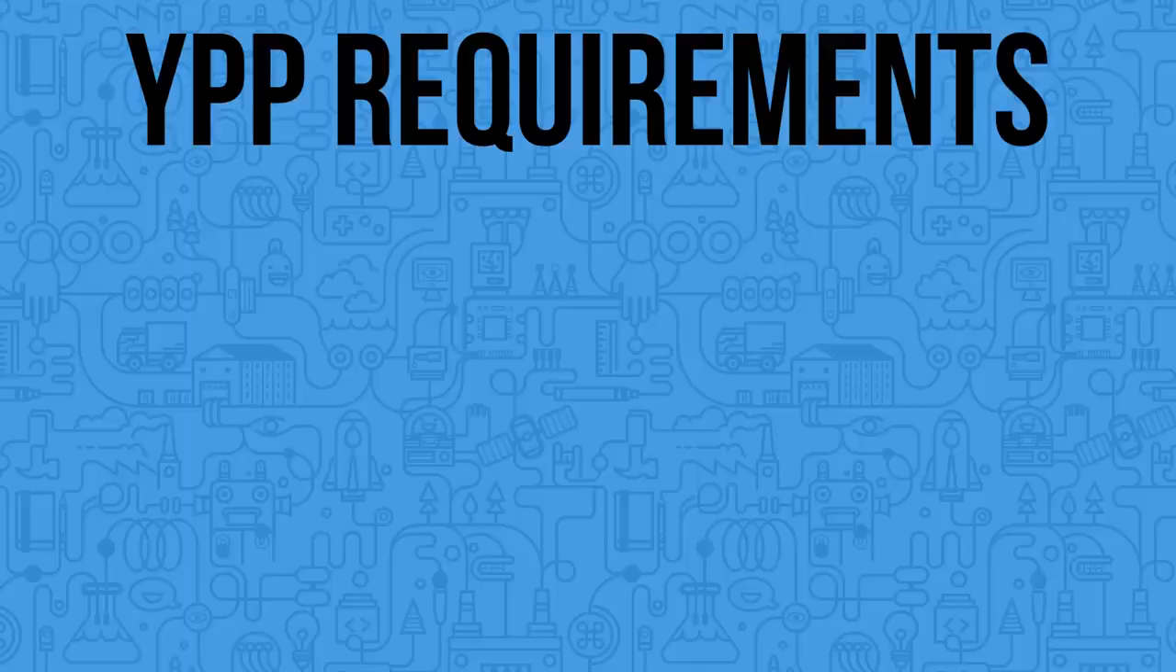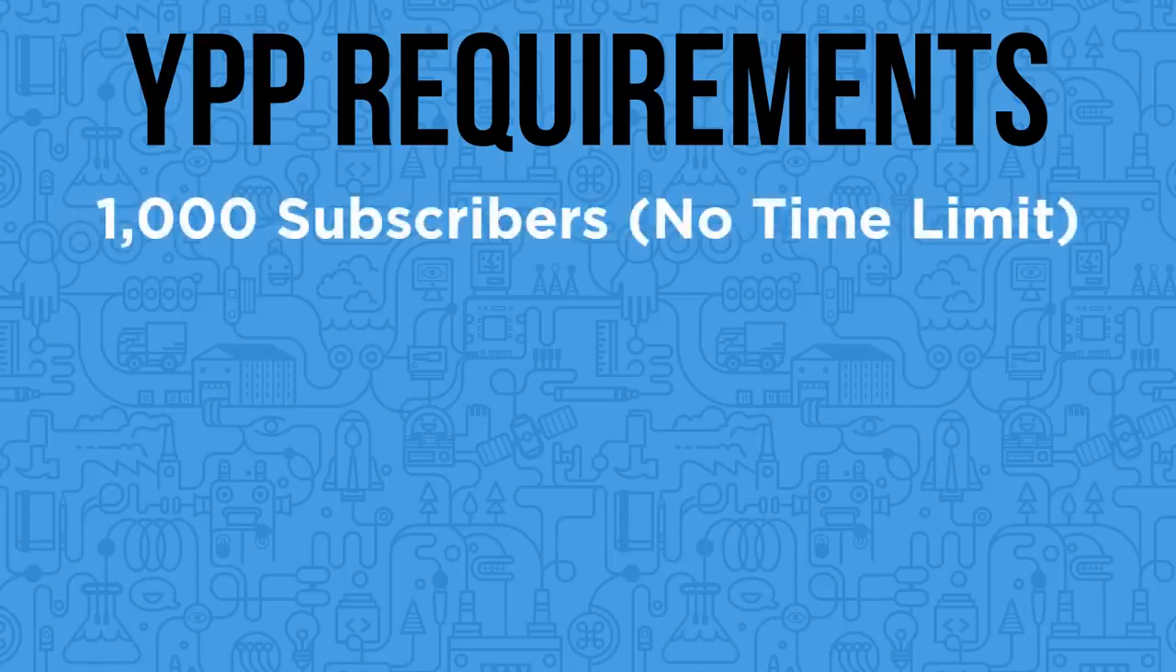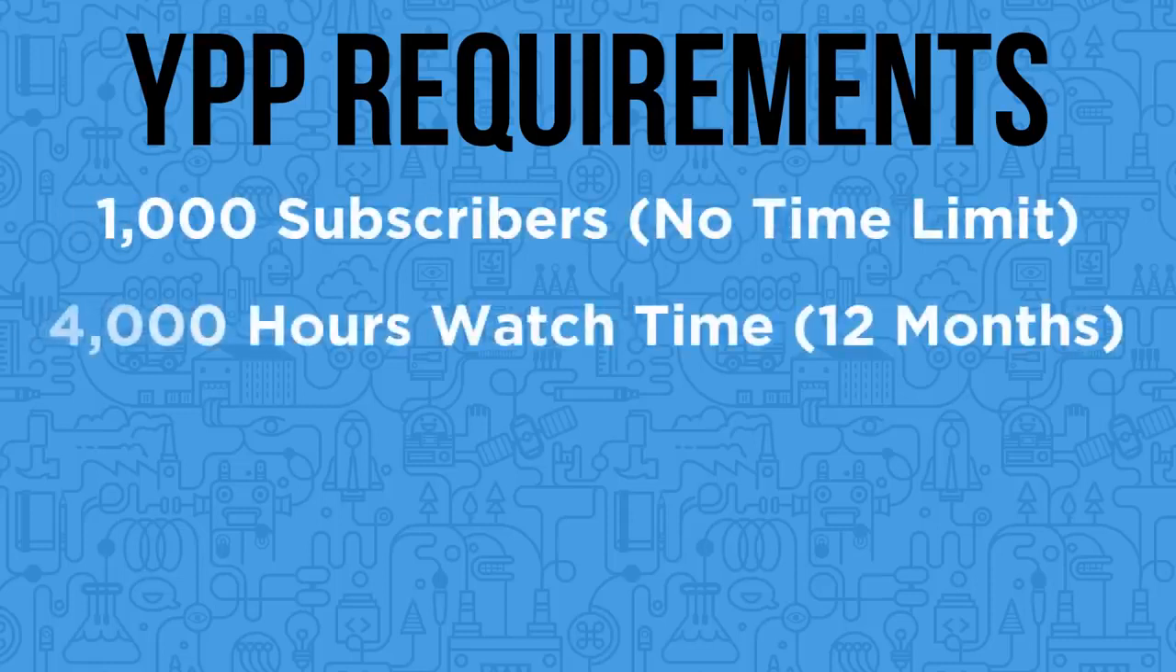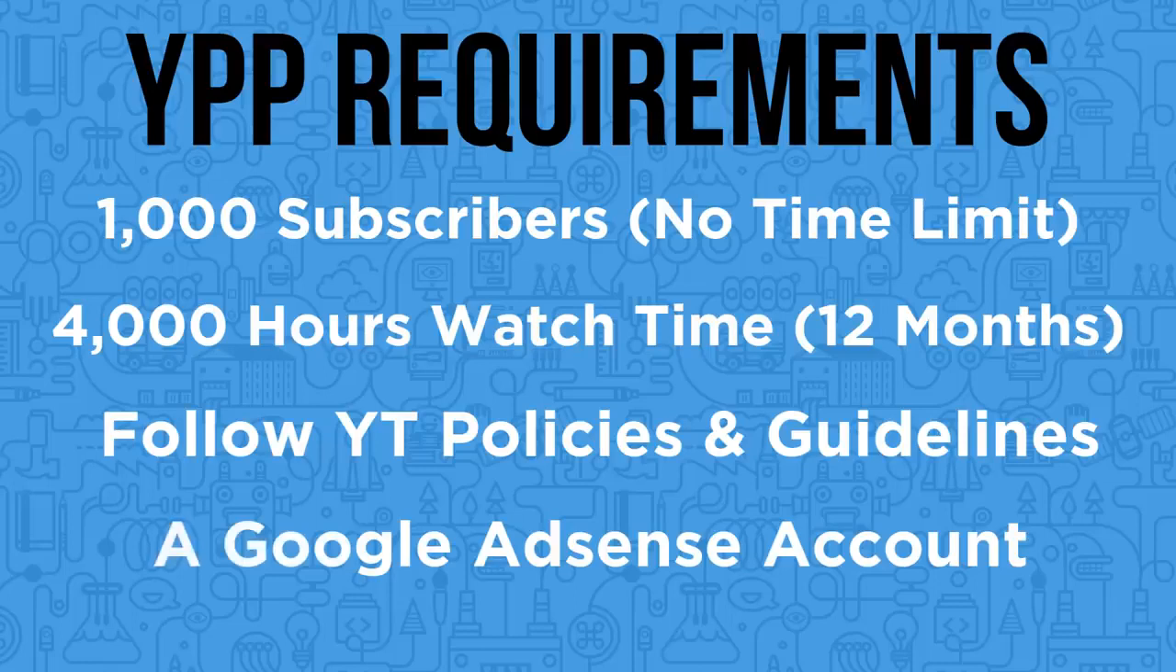Let's remind ourselves of those requirements one more time. You need 1,000 subscribers on your YouTube channel, 4,000 watch time hours on your videos over the last 12 months, comply with all YouTube's policies and guidelines, and have an AdSense account. Now, once you're ready to apply for the YouTube Partner Program, it's not a case of simply clicking one button. You've got to go through a couple of steps, and we'll show you exactly how to do that over here once we make the video.